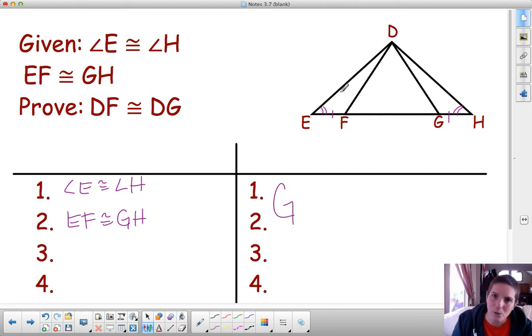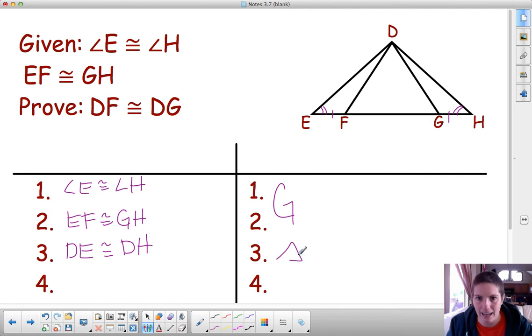Here's our new reason. Notice triangle EDH. When we look at triangle EDH, we can see that angle E being congruent to angle H makes EDH isosceles. So we're able to say that segment DE is congruent to segment DH, because if I can say the angles, then I'm allowed to say the opposite sides are congruent. If opposite angles are congruent, then opposite sides are congruent.